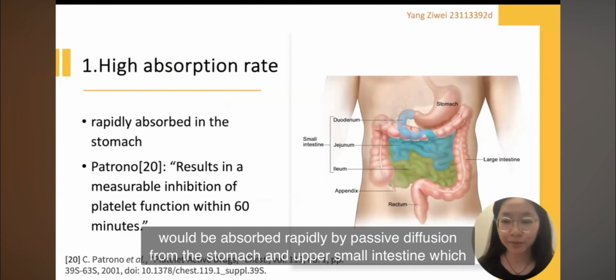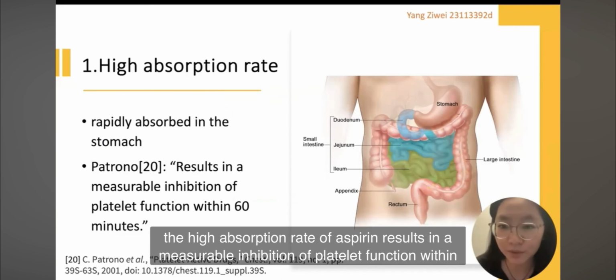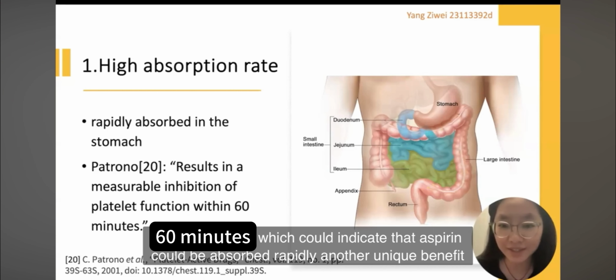First, aspirin would be absorbed rapidly by passive diffusion from the stomach and upper small intestine, which are shown on the picture: the stomach and the upper blue one. As suggested by Patrono, the high absorption rate of aspirin results in a measurable inhibition of platelet function within 60 minutes, which could indicate that aspirin is absorbed rapidly.